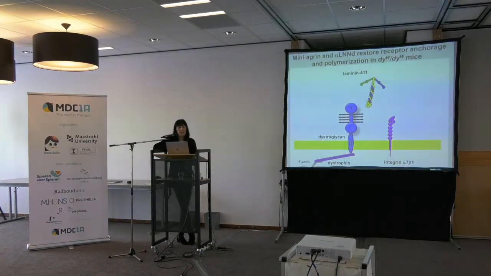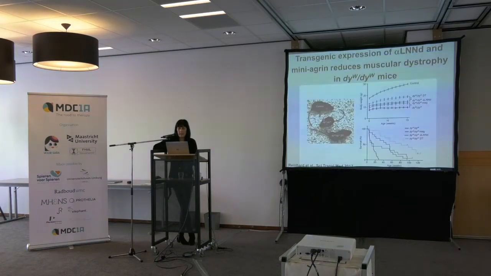And then Marcus and Peter combined these two linker molecules. So in DYW mice, they can transgenically add both mini-agrin and this other linker molecule, restoring polymerization as well. Basically they are developing transgenic mice overexpressing both of these linker molecules. And these mice show remarkable results actually. Transgenic expression of both of these linker molecules very much reduces muscular dystrophy in DYW mice.